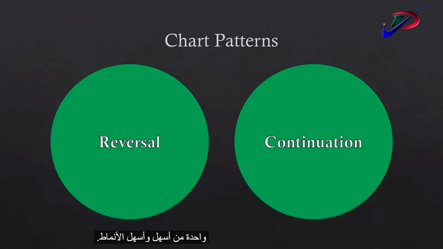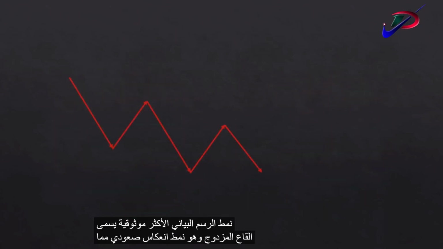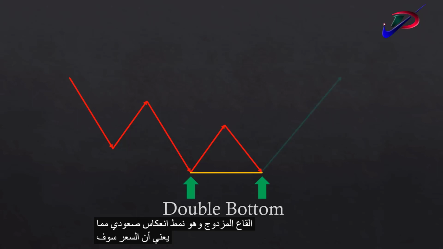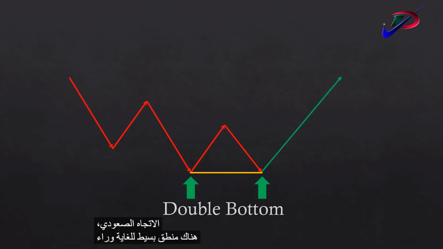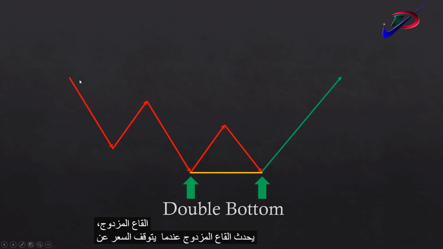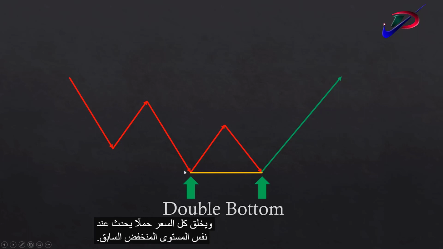One of the easiest and most reliable chart patterns is called the double bottom, which is a bullish reversal pattern, meaning that price will be going down, and then a double bottom will appear to indicate a reversal to the upside. There's a very simple logic behind the double bottom. A double bottom happens when price stops making lower highs and lower lows, and now price creates a low that happens at the same level as the previous low.